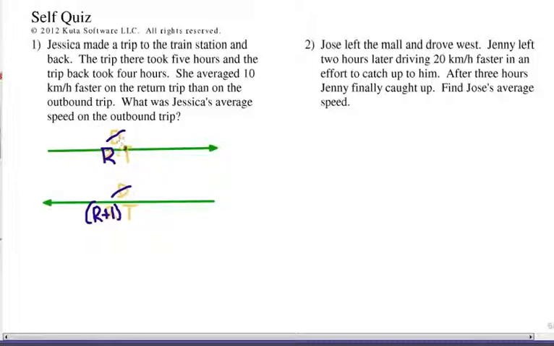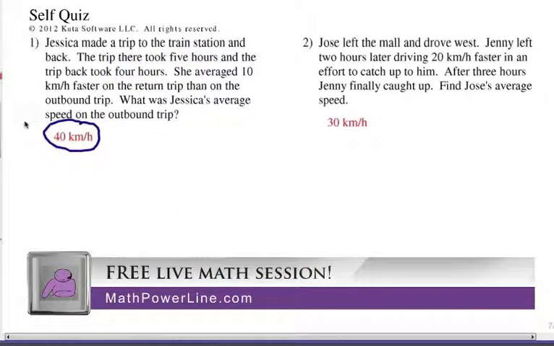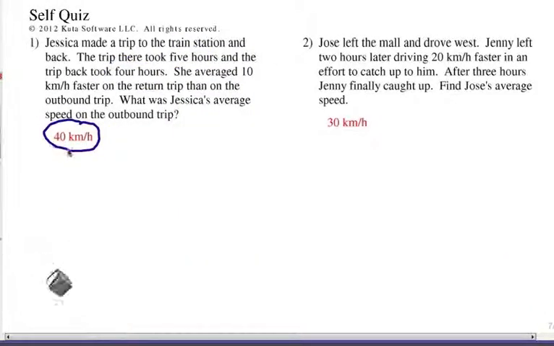Now, what was the time for her trip to the train station? 5 hours there. So let's put in the 5 right here for T. And what about back? 4 hours there. So let's multiply that by 4. We're going to use this information to write our equation because this distance equals that distance. So 5 times R is her distance, rate times time going to the train station, and R plus 10 times 4 hours was the distance going back.